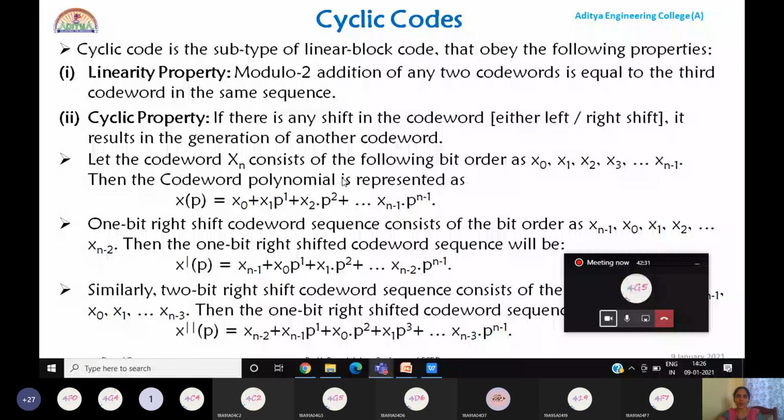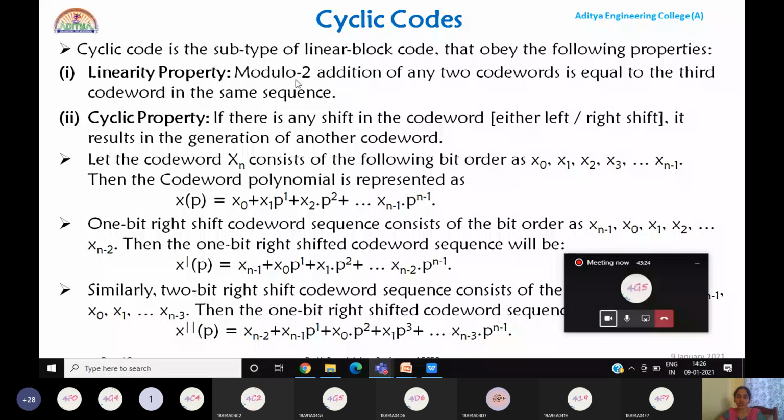In the cyclic property, if there is any shift in the code word, that may be either left shift or right shift, it results in the generation of another code word. So what is the cyclic property? If there is any shift in the code word, either a single bit left shift or a single bit right shift, then it results in the generation of another code word in the same sequence. Once the data is encoded as a code word sequence, or a sequence consisting of code words.